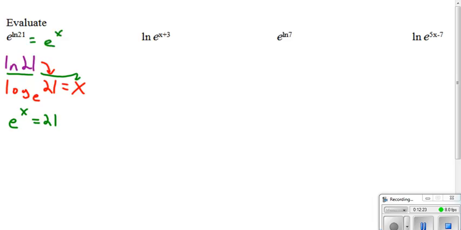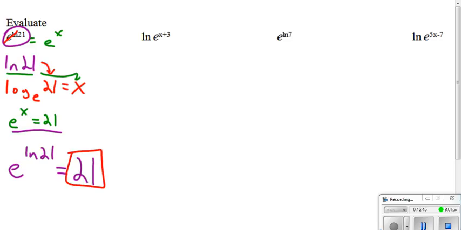And we already knew from down here, e to the x equals 21. So this piece, e to the ln 21, equals 21. So anytime that we have e to the ln power, we can essentially just cross out that e and ln, and it'll leave us with 21. So let's try that over here. e to the ln 7, just cross it off, and all we're left with is 7. Nice and easy.